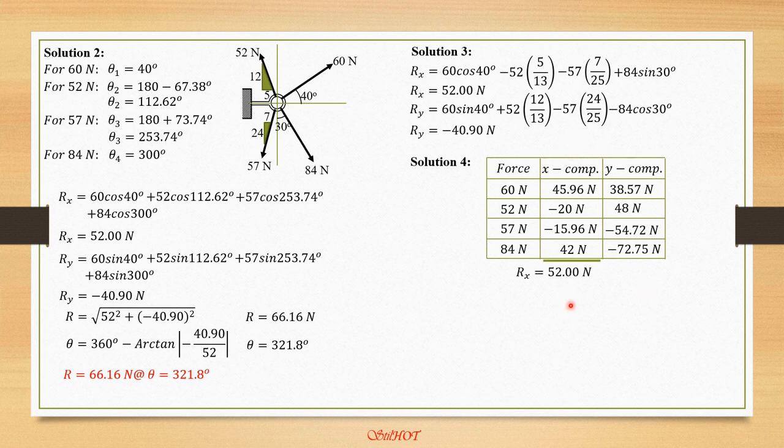Then the y component is negative 84 cosine of 30, that's negative 72.75. So adding the second column values, Rx is 52.00 Newtons. Adding these values, Ry is negative 40.9 Newtons. So therefore, the answer is the same as that.